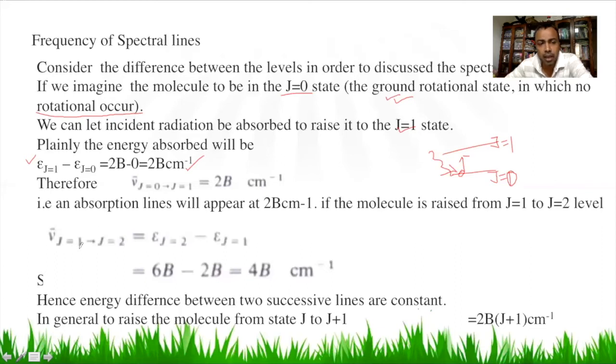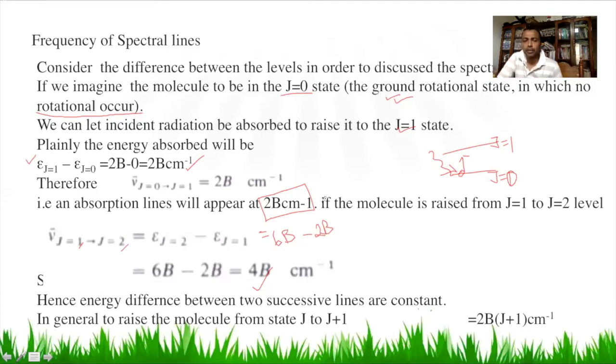Similarly, the difference between 1 and 2 is E2 minus E1, and its value, for 2 it is 6B as we have already calculated, minus 2B, comes out to be 4B, which cannot be possible. Hence, the energy difference or absorption line will appear only at 2B centimeter inverse. So molecules have to be rotationally active, and the wave number difference will be twice B centimeter inverse.